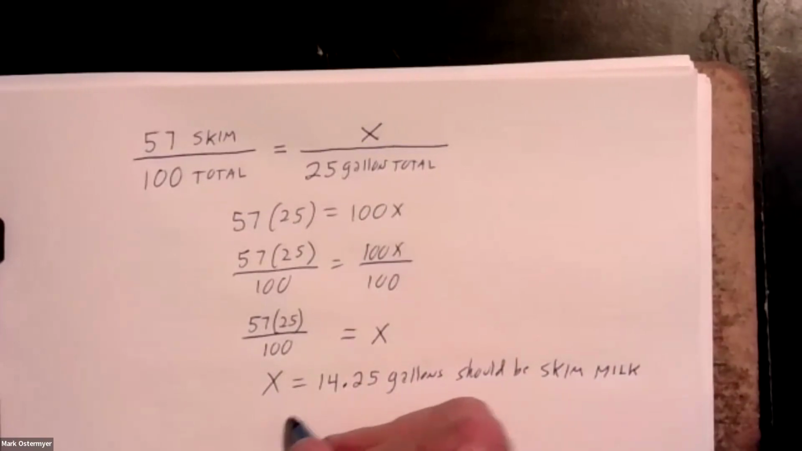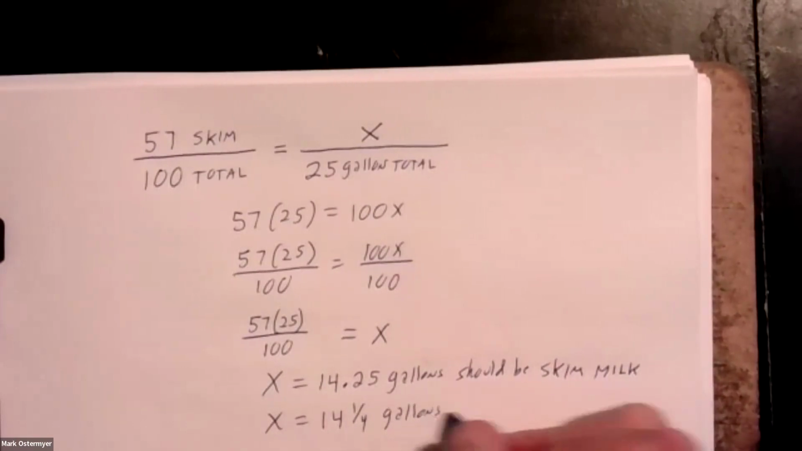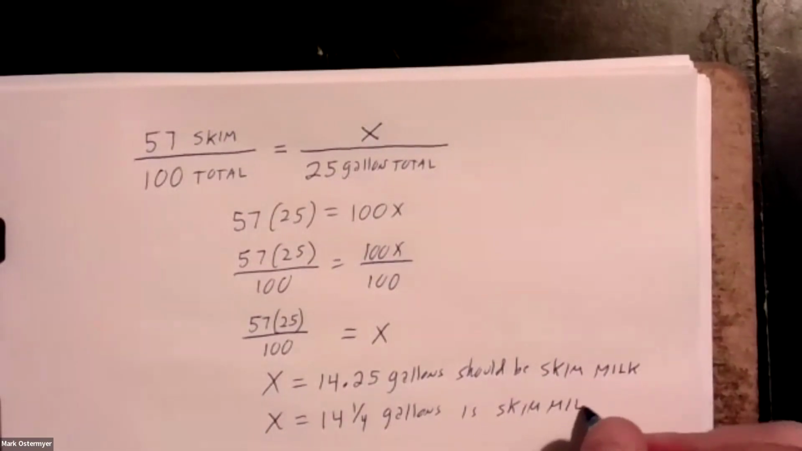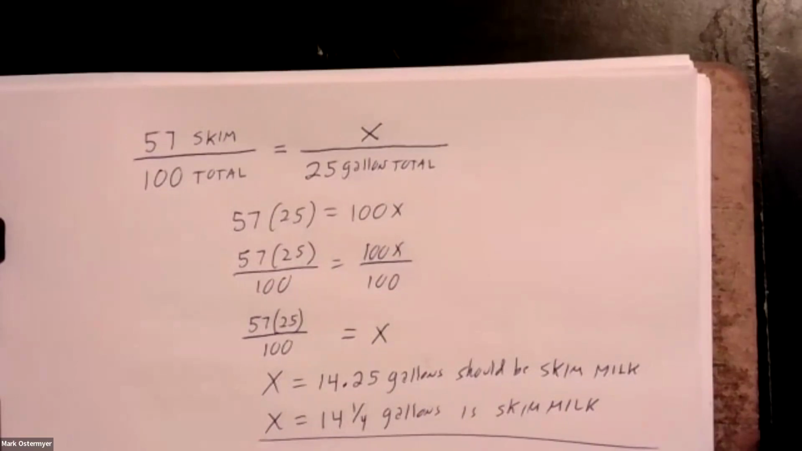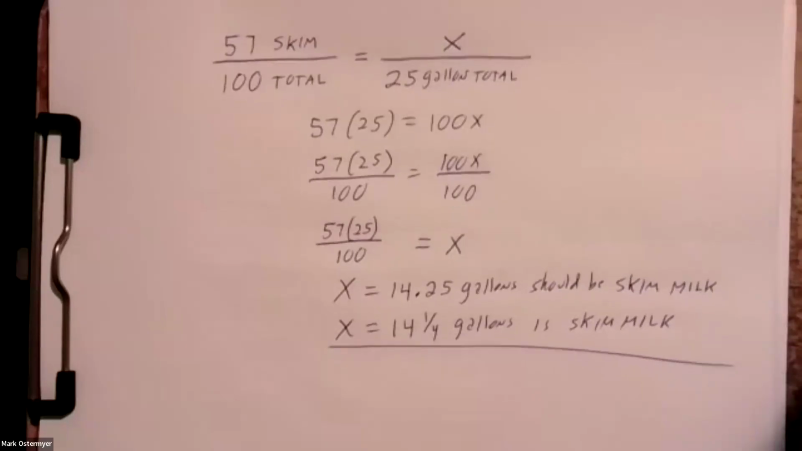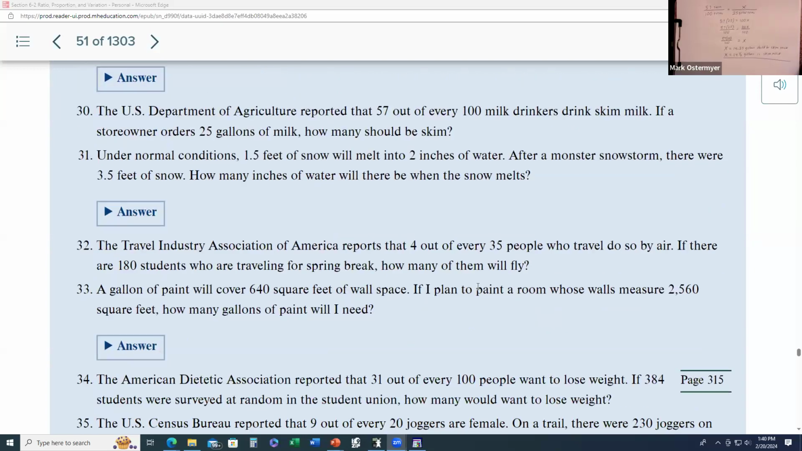0.25 is 1/4, so you could also think of this as being 14 1/4 gallons to be skim milk. Did anybody get that? 14.25, yes. All right, nice job. You are doing proportional reasoning. We do proportional reasoning all the time in our lives. We just don't realize that we're doing it.